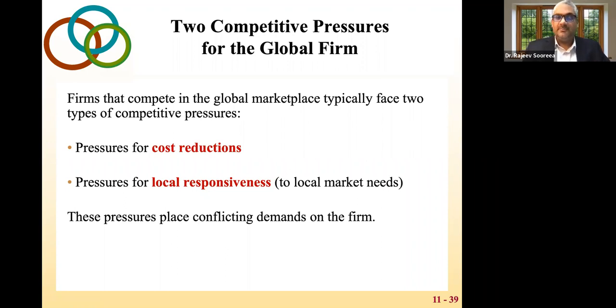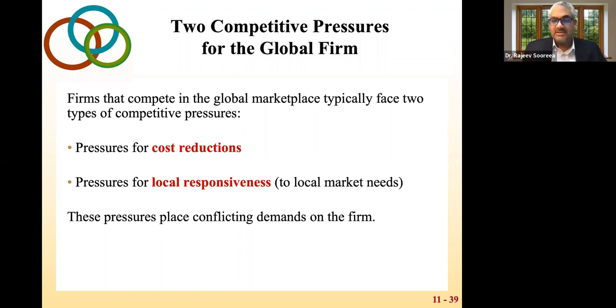So a global firm normally faces two pressures, right? There are two competitive pressures that you will be facing once you enter the global marketplace. One is the pressure for cost reduction. That is, you feel pressure that you need to cut back on your cost, that is, lower your cost. And number two, the pressure for local responsiveness, right? Do you need to respond to the local market needs? Can you respond? Do you need to respond?